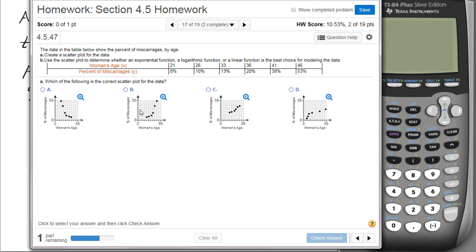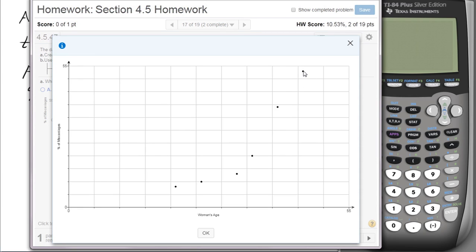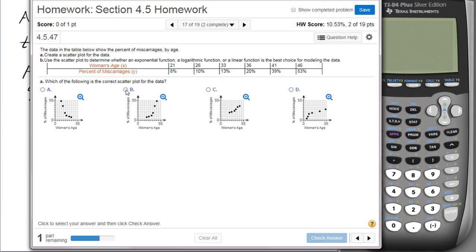So there's the percent from 0 to 55%, and then the age, and it's highest at 55. So this A is right out because it's not the highest at the end. It doesn't increase. So that could be C or D, but it needs to be at 53% right at 46. And B is the only one that gets that high. And we can see that right here. Here's that high age. So B is our correct model.